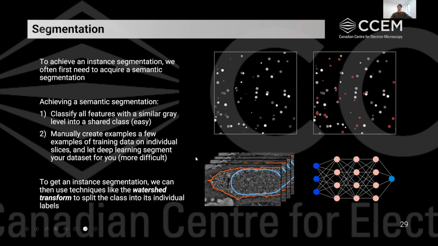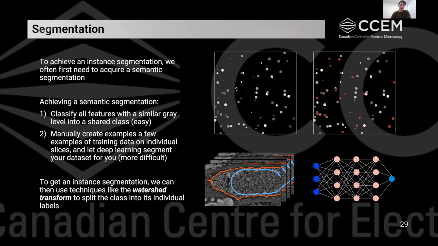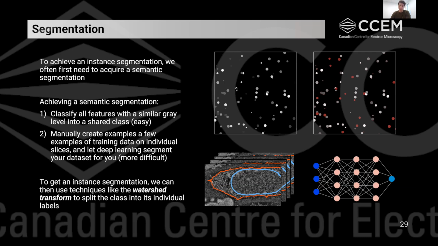And if we want to jump from a semantic segmentation to an instance segmentation, we can use techniques like the watershed transform that help us split that class into individual labels. But I won't dive too deep into that. But if you want specifics on how we could perform the watershed transform, for instance, you can reach out to me after the webinar.